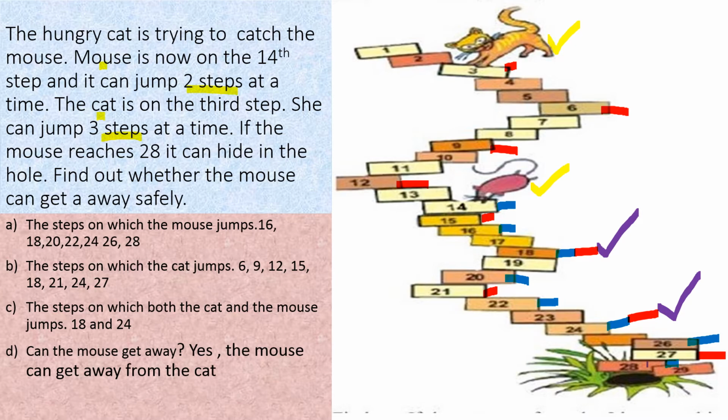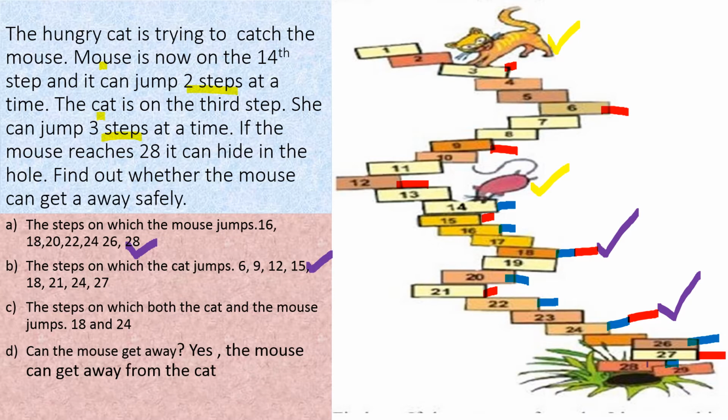Yes. So now you observe it. Which are the steps the mouse jumps? That is called the multiples of 2. Why? Because it jumps 2 steps at a time. That is called the multiples of 2. Which are the steps the cat can jump? The cat can jump 3 steps at a time. So it is the multiples of 3.